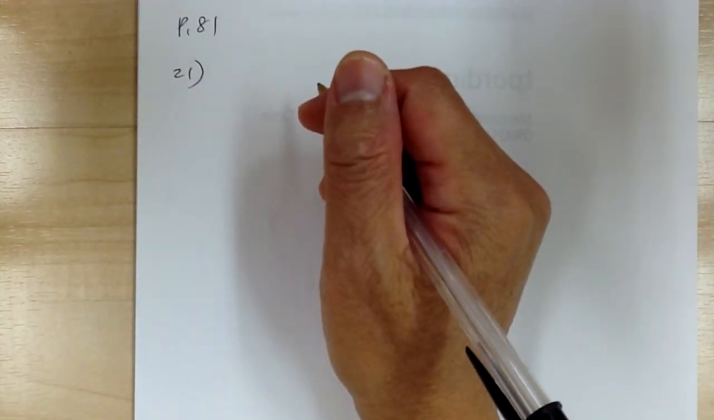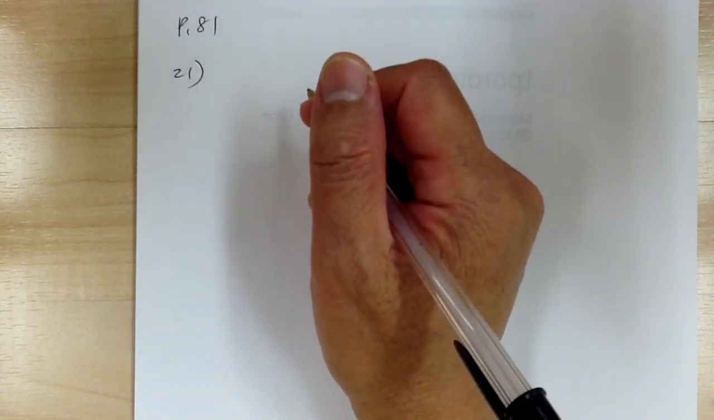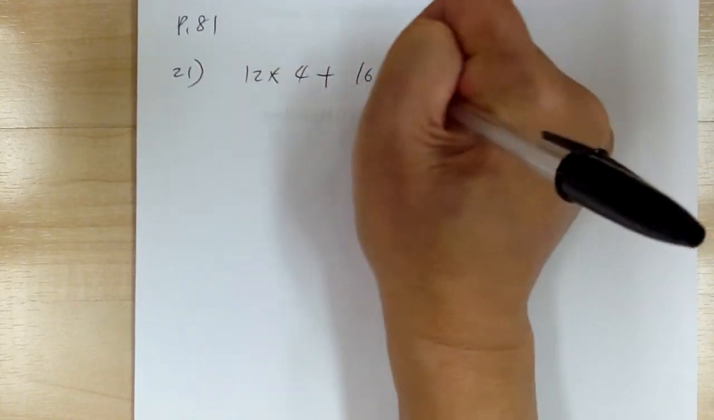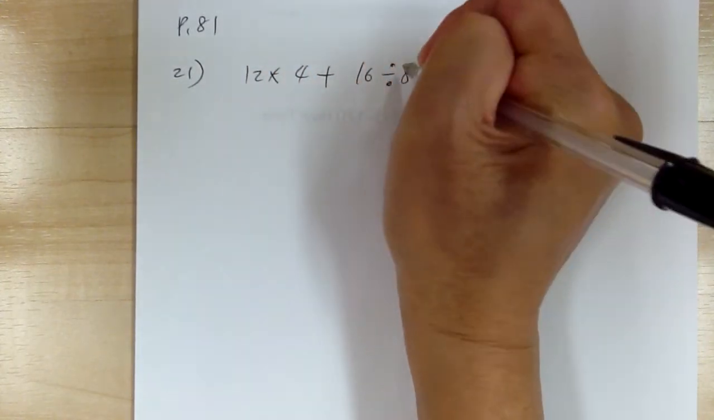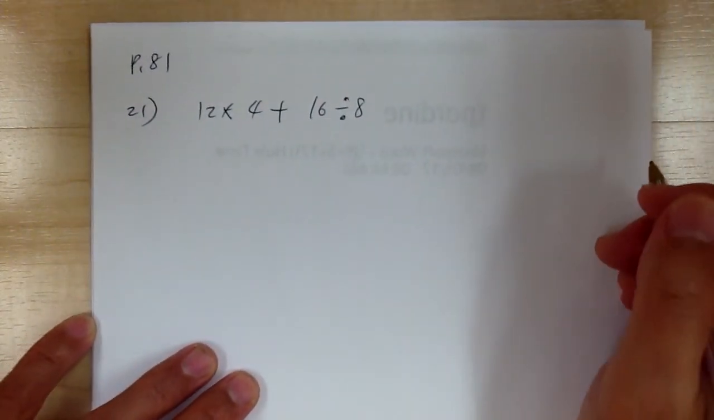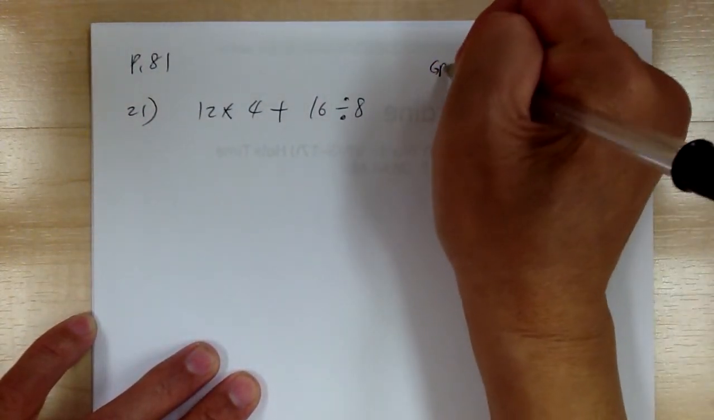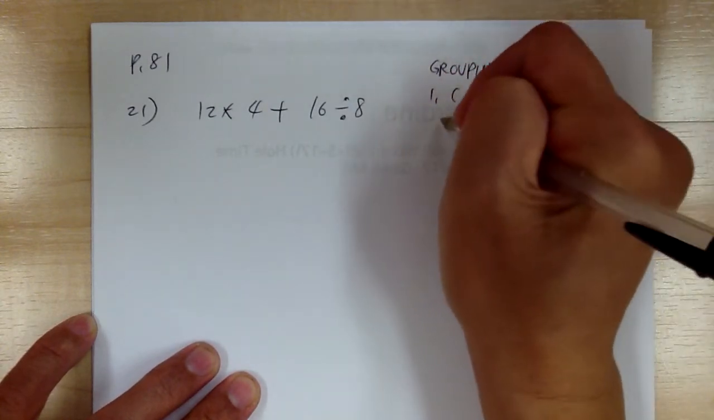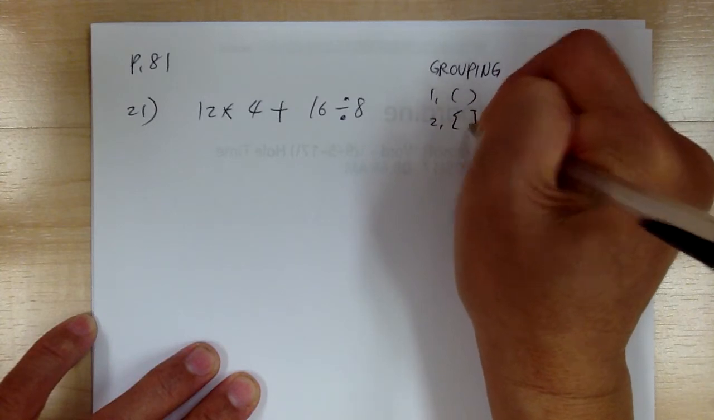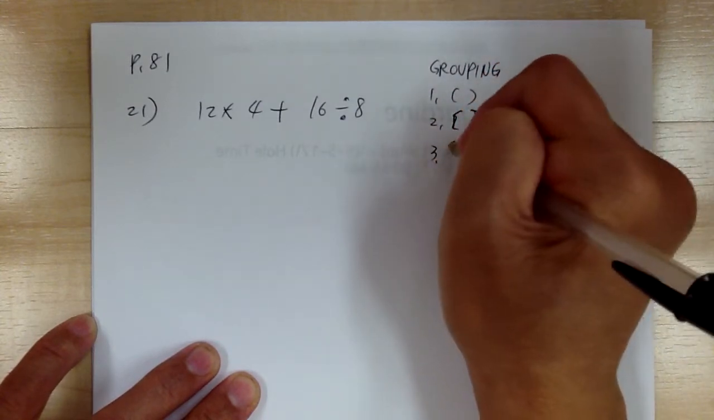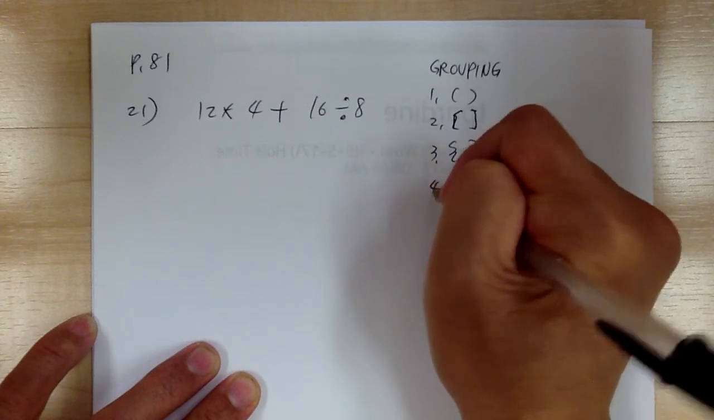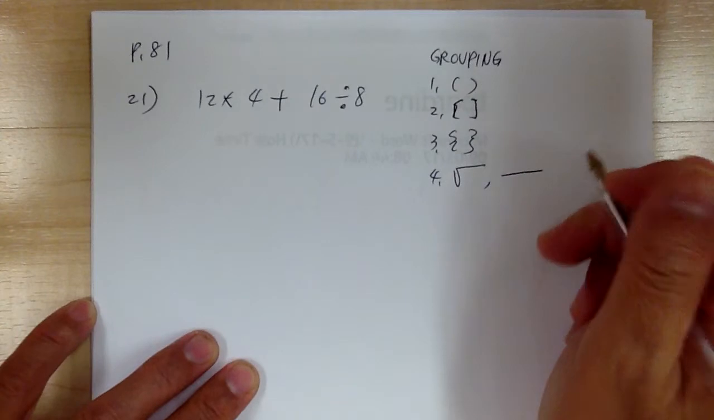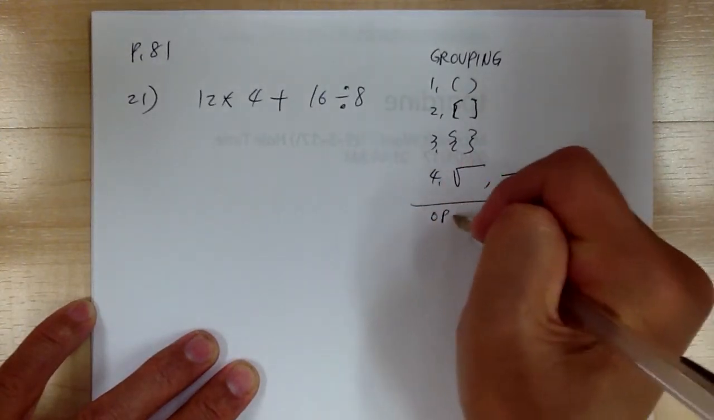Okay, so this is the one you have to know how to simplify. Number 21, you have 12 times 4 plus 16 divided by 8. You have to know your order of operations in case you forgot. You have to do the grouping first. First you do the parentheses, then the brackets, and then the braces, right? Then after that you do the square roots and the divisions, the bars. Then after that, you do the operations.